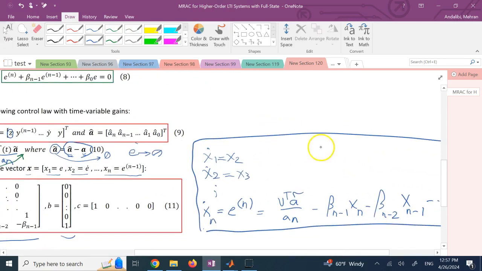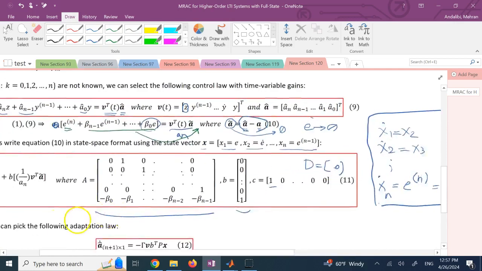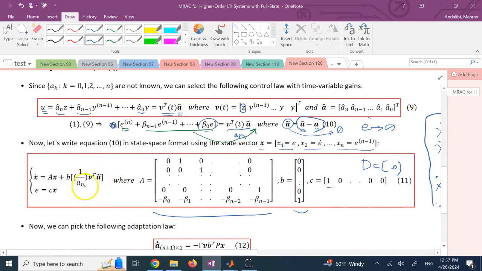So the output of the system, I want it to be e, which is the same as x1. So your C matrix will only have a 1 in the beginning, nothing else. And clearly there is no D here, D is 0. And the right-hand side, which is the input of the system, is going to be this guy. This is the input of the system.